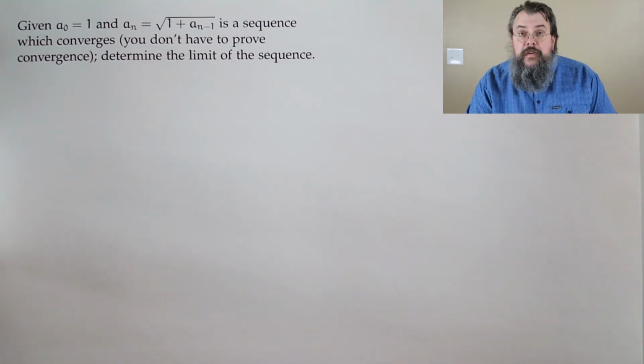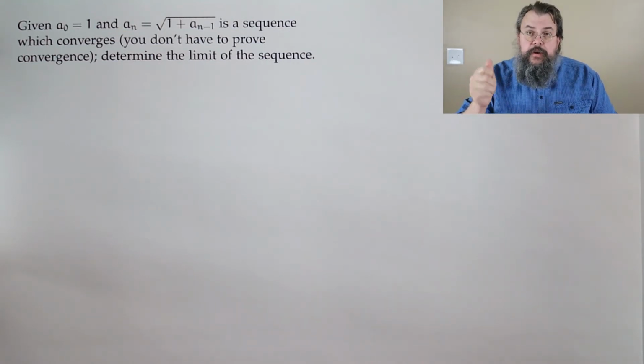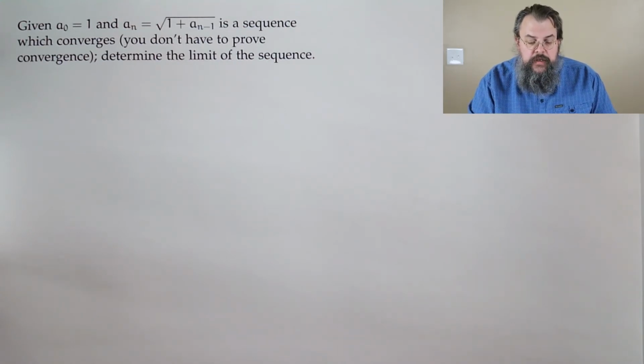Given a sub 0 is 1, and a sub n is the square root of 1 plus a sub n minus 1, this is a sequence. Okay, because it defines things, right? I know where to start. I start at 1, and then I know how to keep simplifying. And it's a sequence which converges. You don't have to prove it. What's the limit?